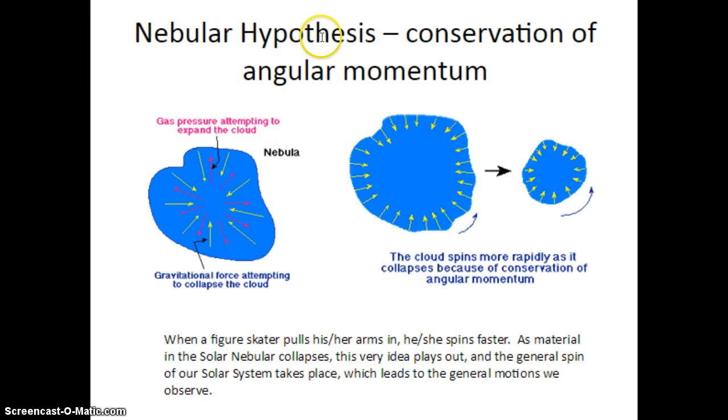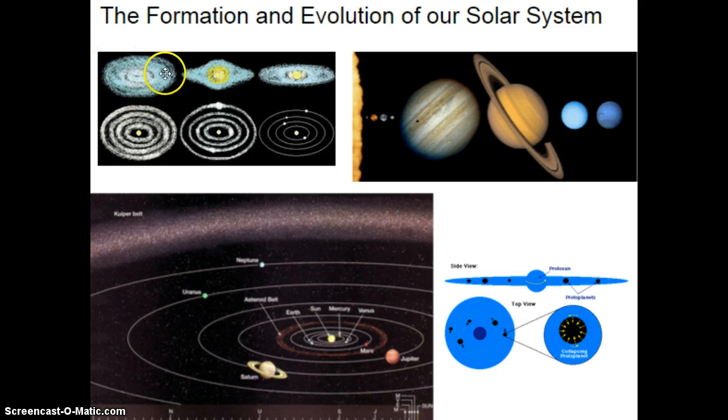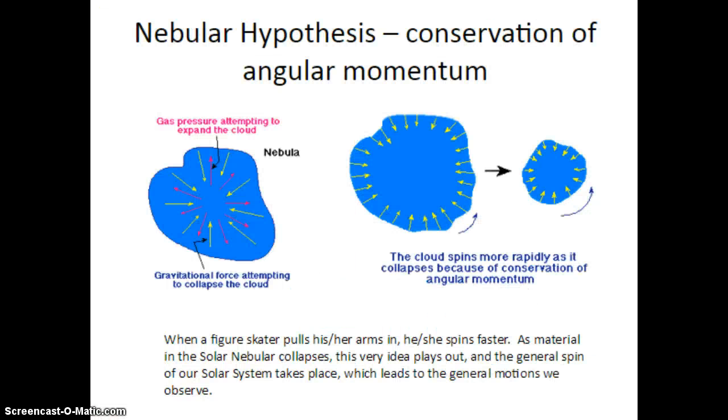So here's how the nebular hypothesis agrees, it shows us that angular momentum is always conserved. And when we start pulling these materials together and it gravitationally begins to compress from this debris field, if I look at this debris field in this picture, as the material begins to gravitationally pull itself together, we start getting a rotation. The gravitational force attempting to collapse this cloud, well, once it begins to collapse, the cloud spins more rapidly as it collapses because of conservation of angular momentum.